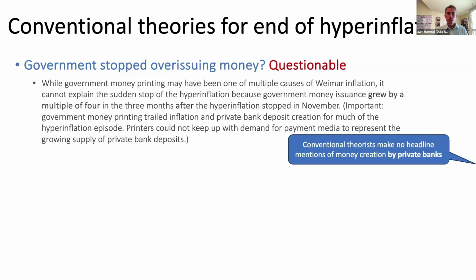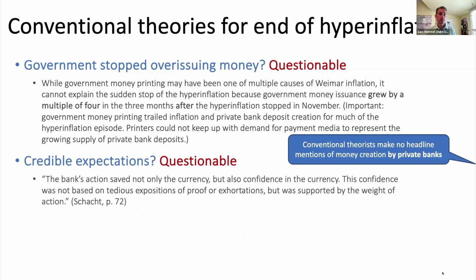Okay. And of course, we already know that the conventional theories make no mention of money creation by private banks generally. Certainly no headline mention. It's not in the title of the paper, right? Whereas overissue is by the government, deficit spending, and so on.